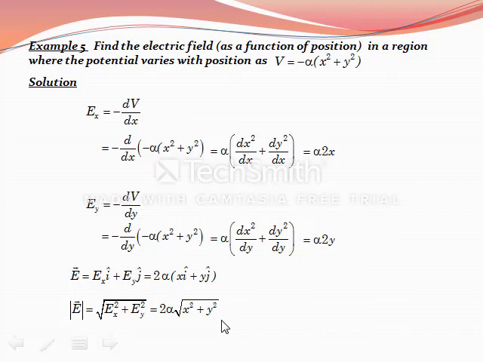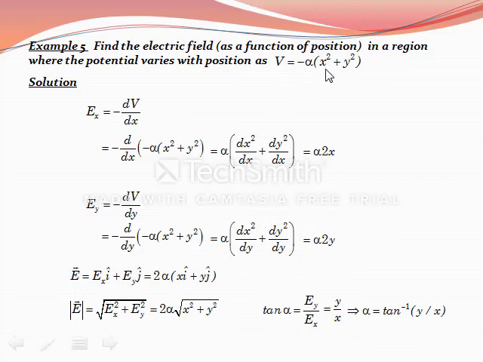Next, the direction of this field. The angle made by this field with the x-axis is, if it is alpha, then tan alpha is Ey by Ex. Ey is known over here, Ex over here, substitute the values, it's y by x. So if tan alpha is known, alpha is known, alpha is tan inverse y by x. So this is our result.